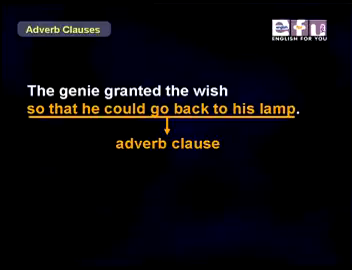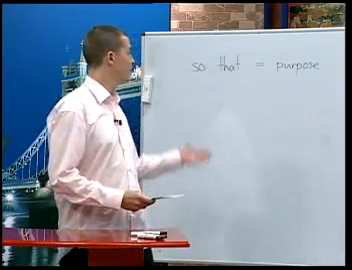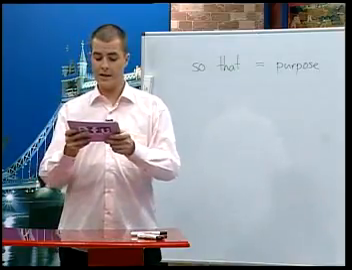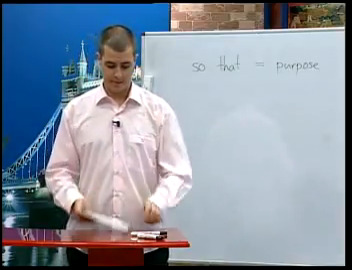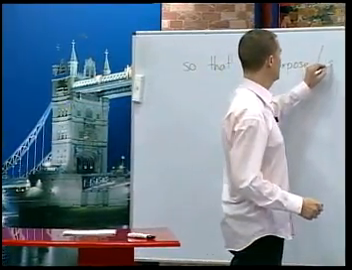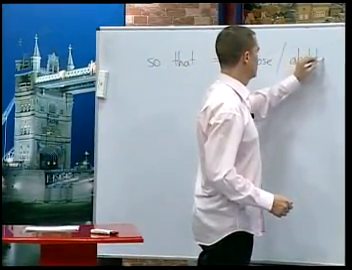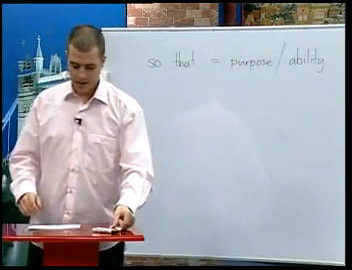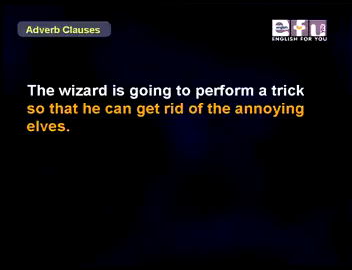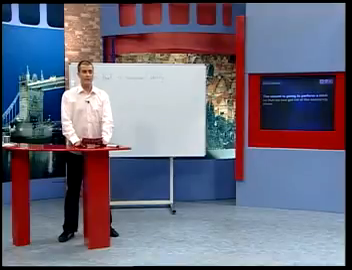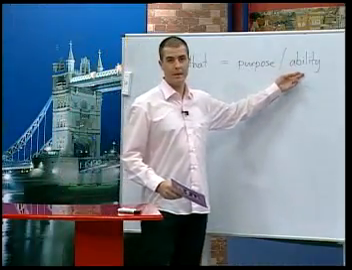Now in the second sentence, so that he could go back to his lamp is an adverb clause. So that expresses purpose, and so that can also be used to express ability as well. Purpose or ability. Can is then used in the adverb clause. Let's have a look at this example. The wizard is going to perform a trick so that he can get rid of the annoying elves. So that plus can is ability.